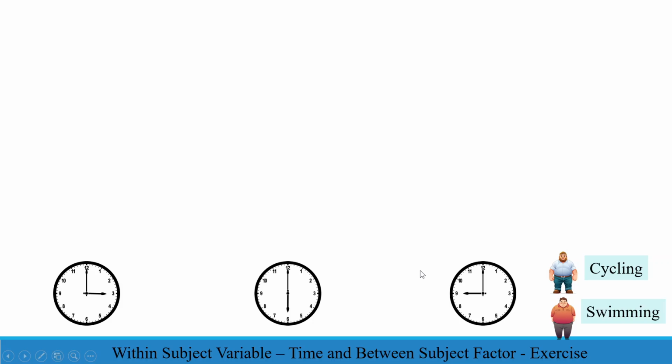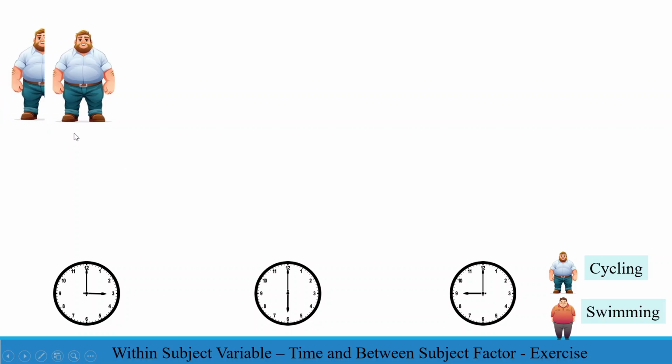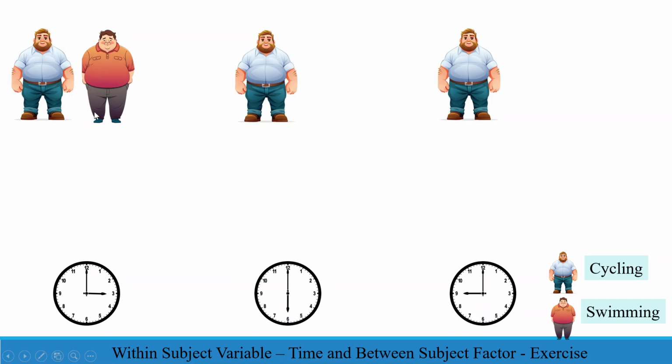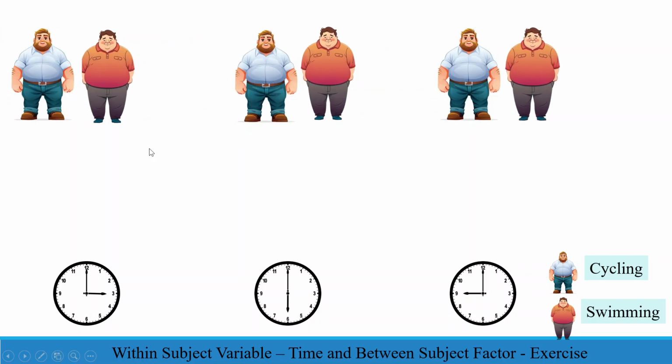Now let's take the subjects. The first subject does the swimming. His weight at time T1, time T2 and time T3. So you can see there is no reduction in the weight. The second subject does the cycling. So his weight at time T1, T2, T3 and here also there is no reduction in the weight. So we can say that cycling and swimming does not reduce the weight according to the first case.